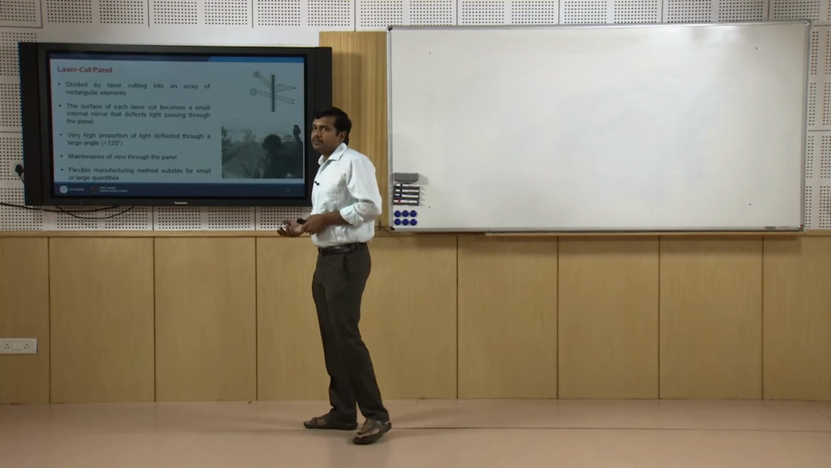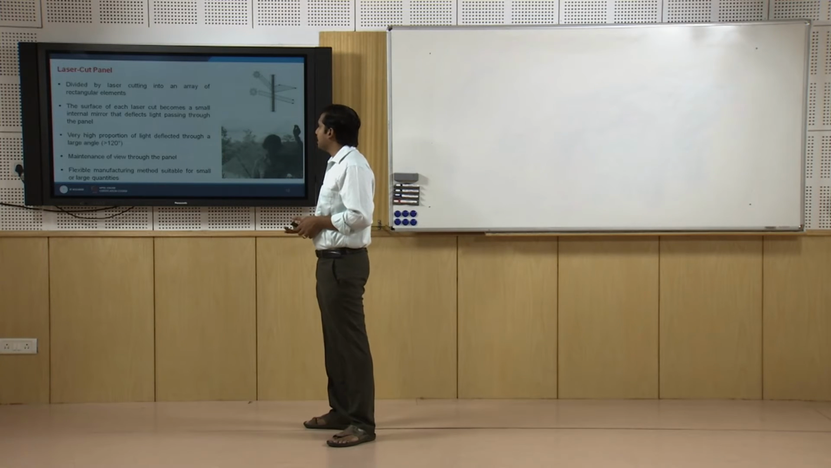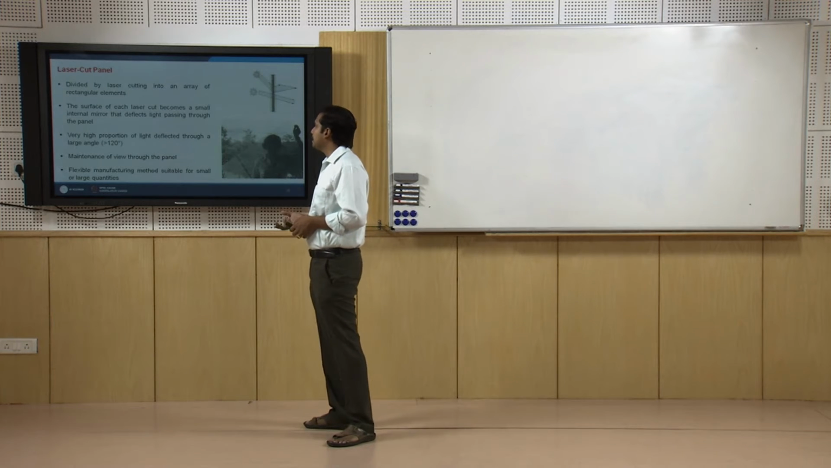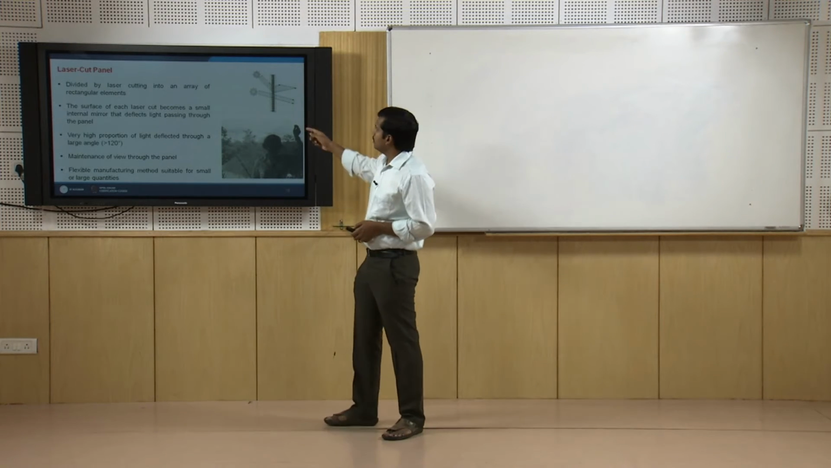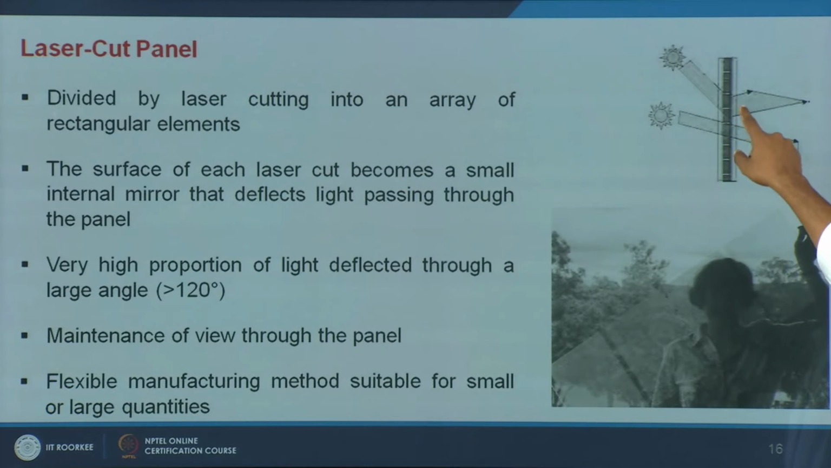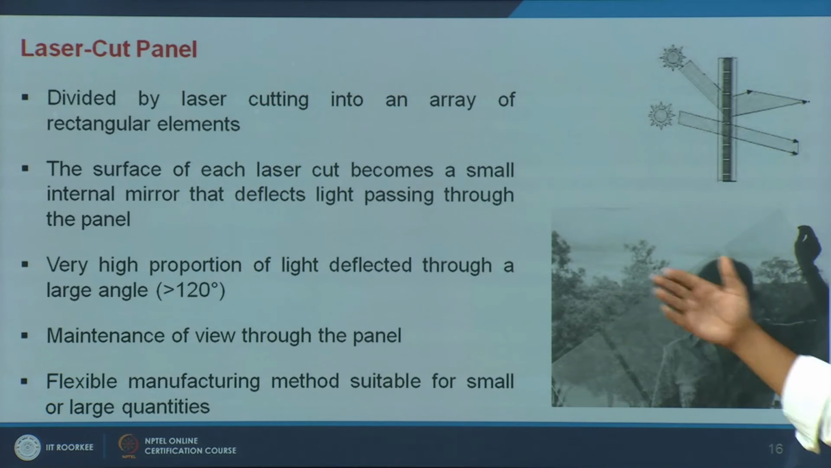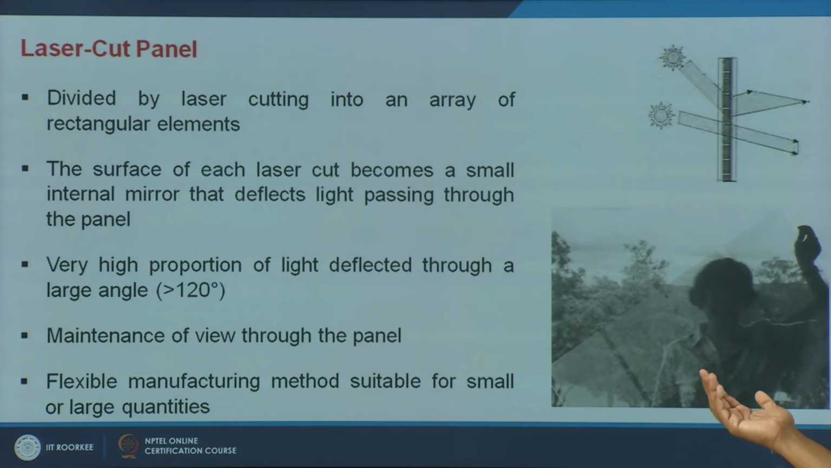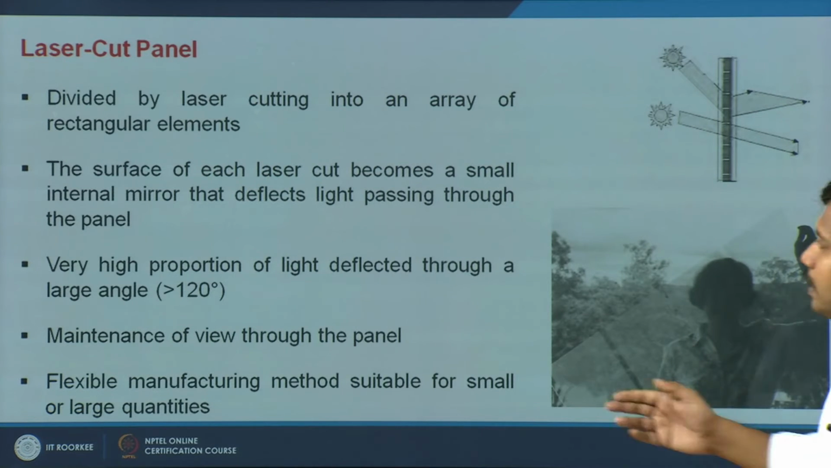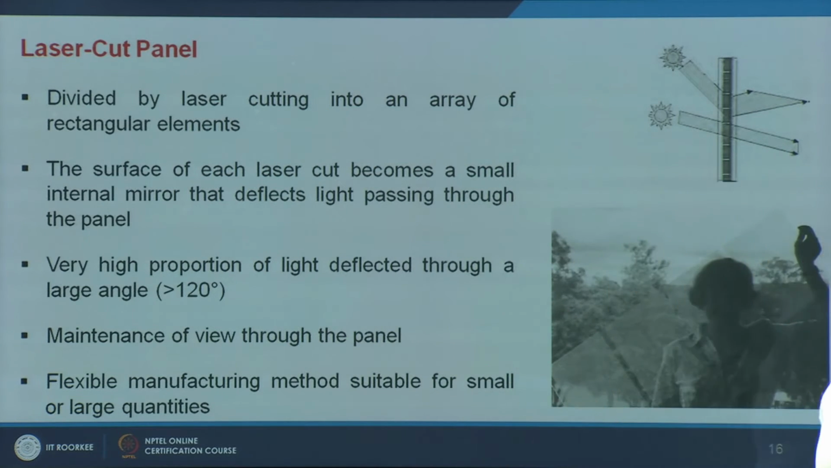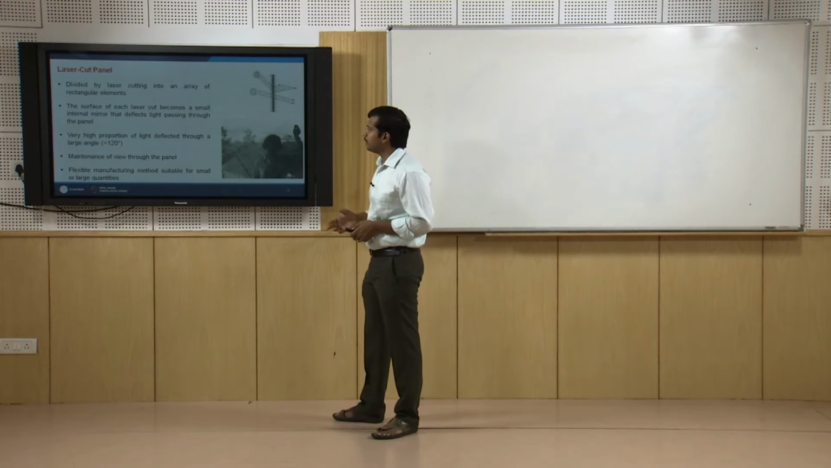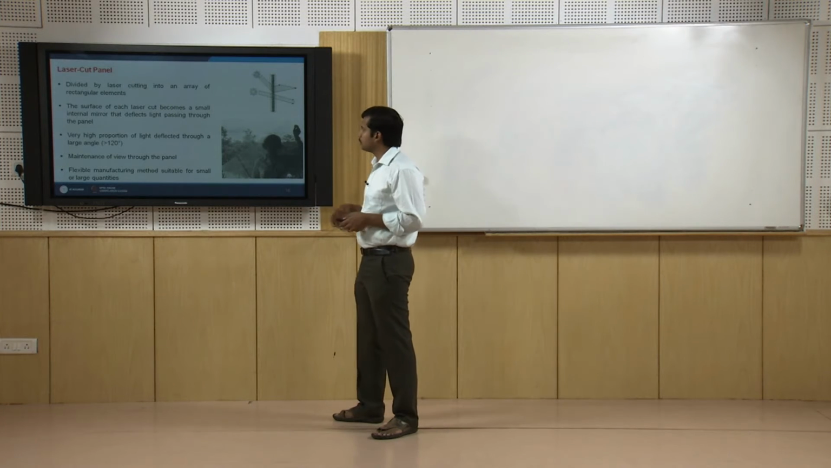One of the emerging systems, on which a lot of research is being conducted, and for which some products are already available in the market, is laser cut panels. Typical rectangular arrays are cut within the panel. The main advantage here is that the views are unaffected or less affected. The glass itself is like see-through glass, you do not have any concerns about it, but still it is able to reflect or deflect through a very large angle. It also gives you flexibility of manufacturing in small or large quantities.